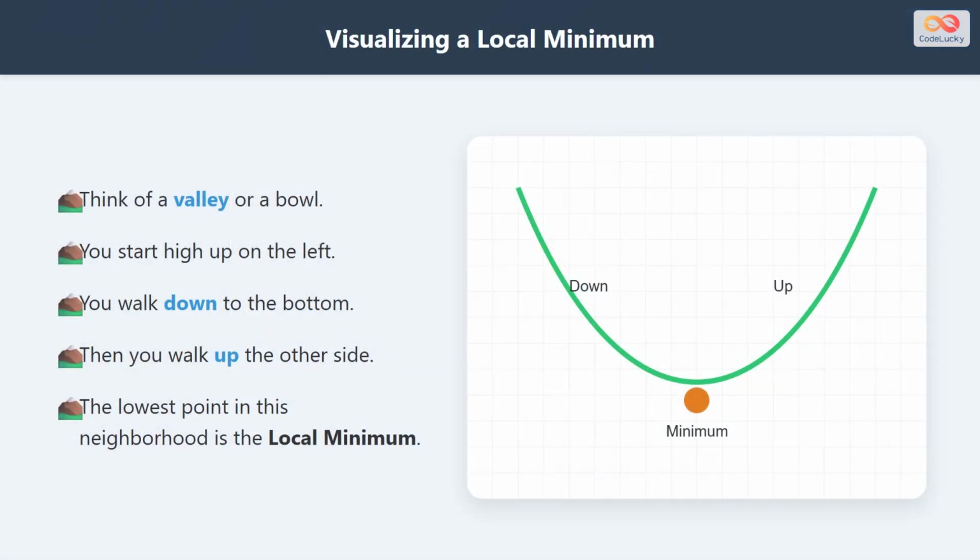Imagine you are hiking. A local minimum is exactly like the bottom of a valley. To get there, you first have to walk down. Once you reach the bottom, you stop, and then you begin to walk up the other side.